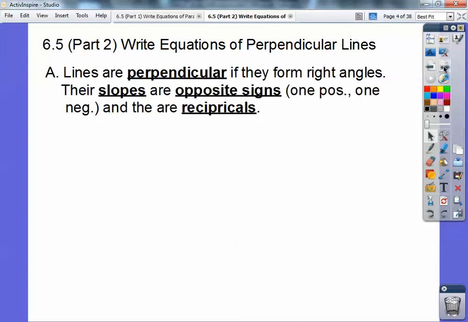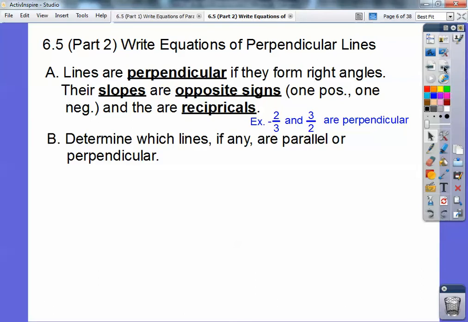And if they do form right angles, then their slopes are opposite signs, where one is positive, one is negative, and are reciprocals of each other. So for example, negative 2/3 and positive 3/2, they would be perpendicular slopes.